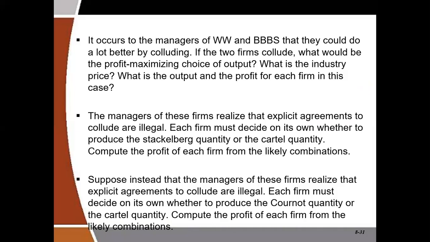Now, if the managers of these firms realize that explicit agreements to collude are illegal, each firm must decide whether to produce Stackelberg or cartel. Compute the profit from the likely combinations. Here also, because of what you've learned in the first example, you should be able to do this as well. Then suppose instead that the managers realize that explicit agreements to collude are illegal, each firm must decide whether to produce Cournot or cartel. Compute the profit. That means you put the Cournot and cartel in the price function and find the profit for each of the firms in the likely combinations. Of course, here also you've learned it from the former video and you should be able to get these outcomes, okay?